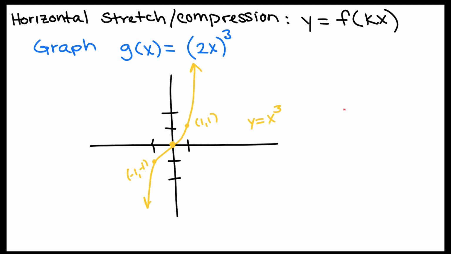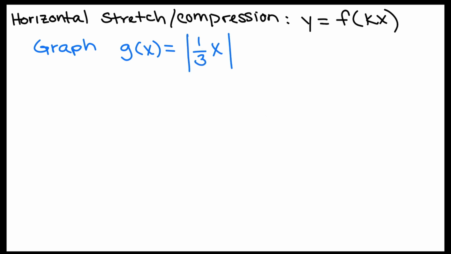So this time my parent function is y equals x cubed. So it goes through (0, 0), (1, 1), (negative 1, negative 1). I'm going to take each of those x values and divide them by 2. So (0, 0) stays where it is. (1, 1), I take the x value, I cut it in half, and I'm at (1/2, 1). Same idea with (negative 1, negative 1), take the x value, cut it in half, it moves to (negative 1/2, negative 1). Connect the dots, and there's my graph. I've taken this cubic function and squashed it horizontally. I have a horizontal compression.